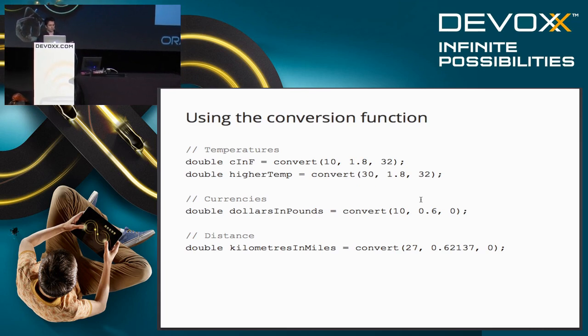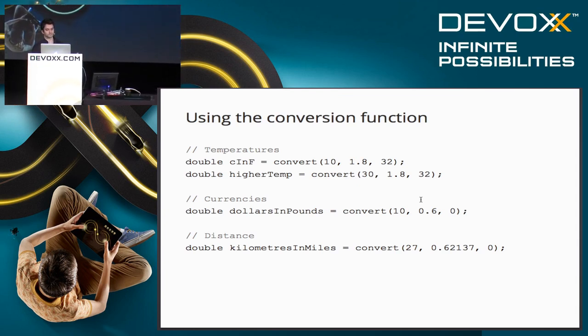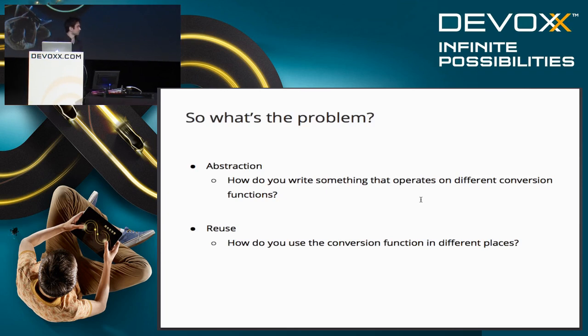So every time I need to convert from kilometers to miles, do I have to plug in those converting factors every single time? Surely we can do something better, right? Well, there's an interesting question on that. We've got a trade-off between abstraction and reuse. Abstraction being how do you write something that operates on different conversion functions in this case, and reuse, how are we actually going to reuse that conversion function in different places.